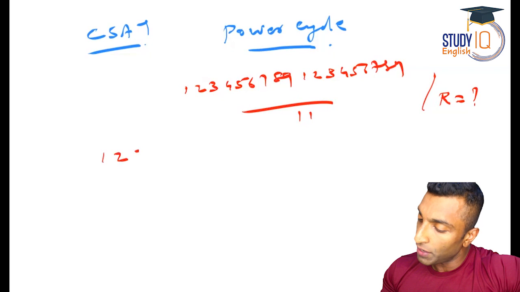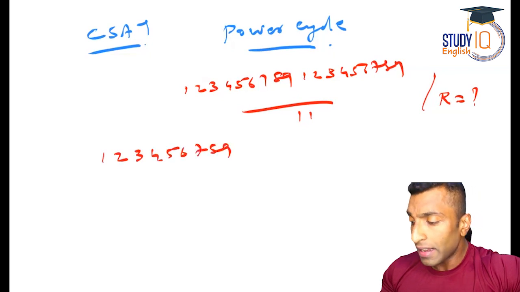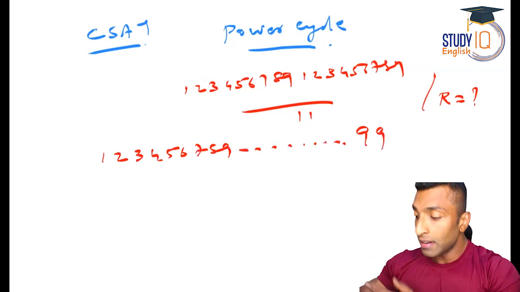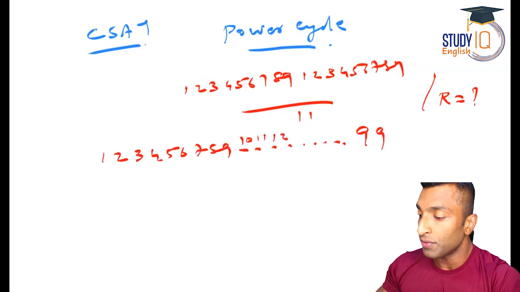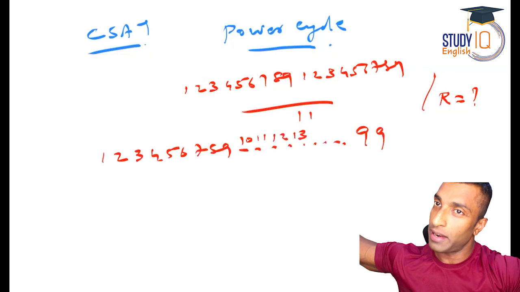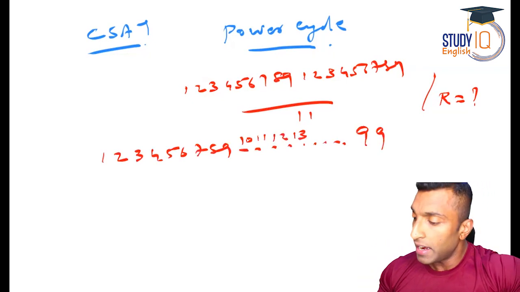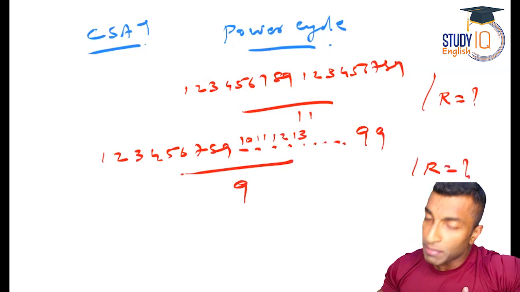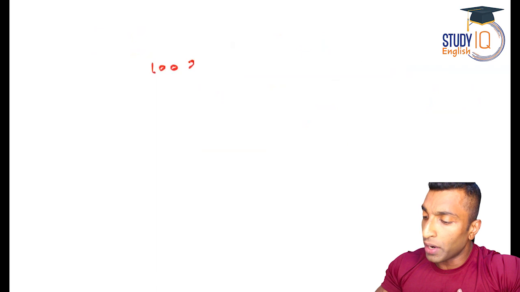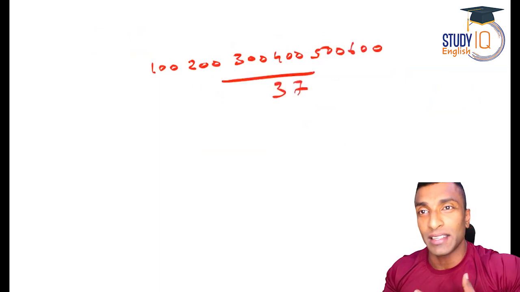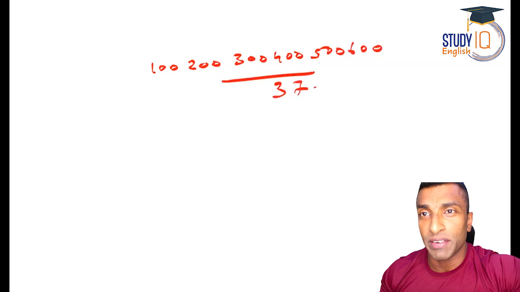Similarly, if I get 1, 2, 3, 4, 5, 6, 7, 8, 9, continuing up till 99, that means 1, 2, 3, 4, 5, 6, 7, 8, 9, then 10, then 11, then 12, 13, a pattern up to 99. I can extend it to 999 or 9,999, whatever it is, divided by 9, remainder. So this is another difficult question. Or in a similar way, let me ask you: 100, 200, 300, 400, 500, 600. That's enough. Divide by 37. Let me take 37, a random number. What is the remainder?